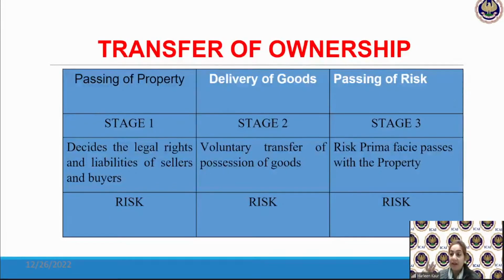In this chapter, it is divided into 3 different categories. The first stage is we'll be learning whether it is a specific good or a certain good. What was the category of goods? On the basis of the category of goods, we decide how the risk needs to be passed. After that, we talk about the delivery of goods, how the goods need to be delivered. If some polishing or painting has to be done, then first complete that polishing, painting, and then send the goods to the buyer. And how the passing of risk happens along with the property in the goods.